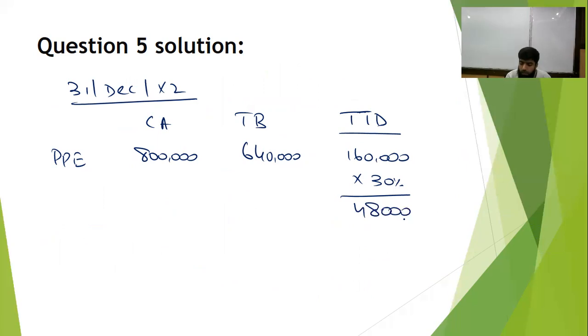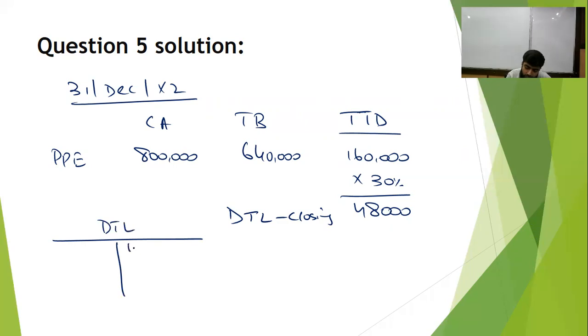Now my question is whether that 48,000 is the deferred tax expense for the year. No, that is not the deferred tax expense for the year. It's the deferred tax liability closing balance. I keep repeating, this is not the deferred tax for the year. It's the deferred tax liability closing balance. Now let's calculate the deferred tax for the year.